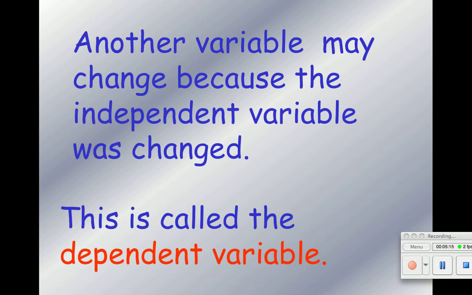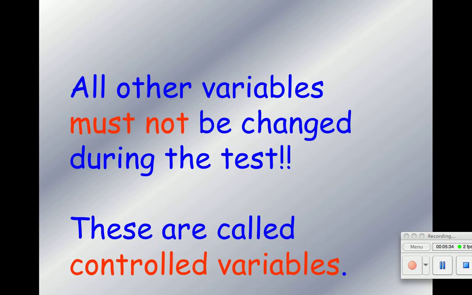So if I'm changing the type of fertilizer, that's my independent variable, then the growth of the corn, or how well the corn grows, becomes my dependent variable. The growth of the corn is dependent upon the fertilizer. That's the thing that I'm testing. So therefore, any other variable, any other thing that I could possibly change must not be changed during the test. And I call these things control variables.